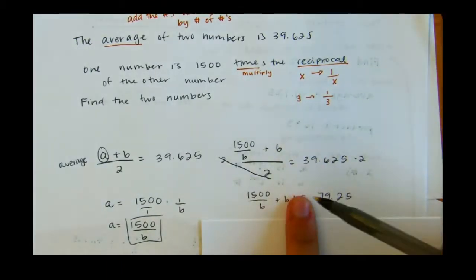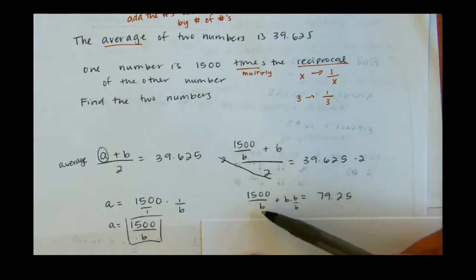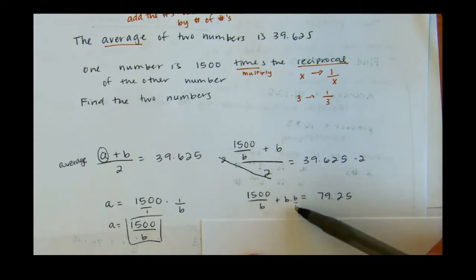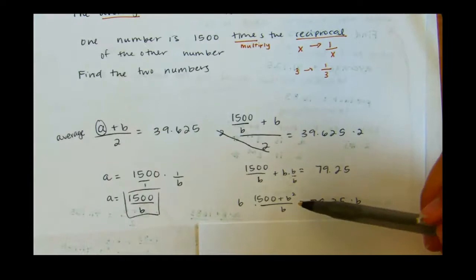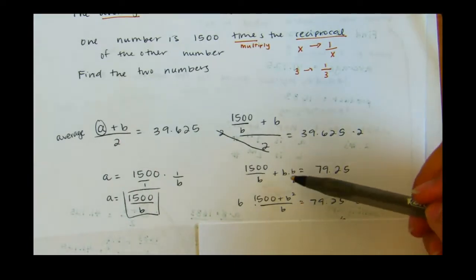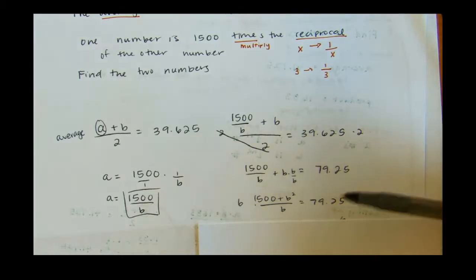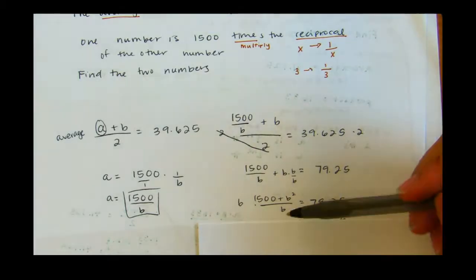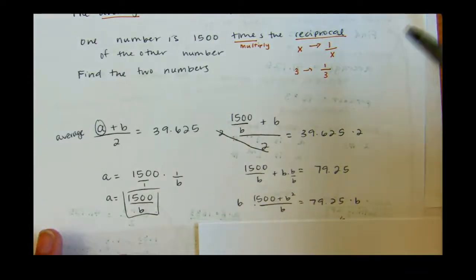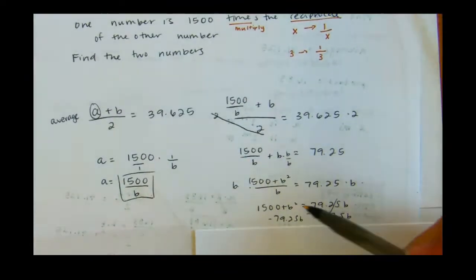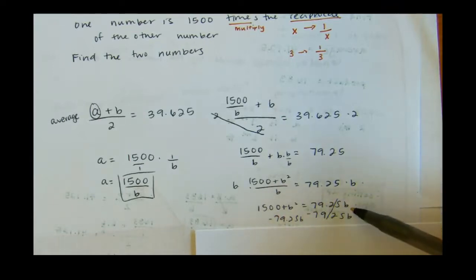So now I'm at the step where I want to combine these two terms, my 1,500 over B plus B. In order to do that, I've got to have a common denominator of B. So I have to multiply this term by B over B. When I do that, I'll end up with 1,500 plus B squared, so B times B gives me B squared, divided by B equals 79.25. So now I want to get that B out of the denominator, so I'm going to multiply both sides by B. When I do that, I'll end up with 1,500 plus B squared equals 79.25 times B.